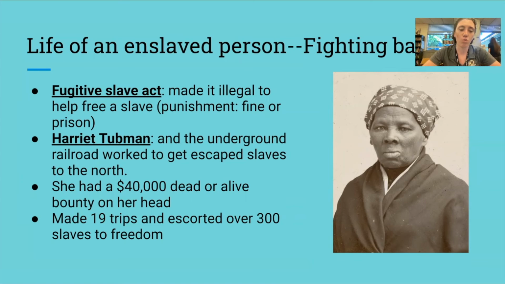Harriet Tubman was one of these people that was helping other enslaved people gain their freedom. She worked with the Underground Railroad to get escaped slaves to the North. She had at one point a 40,000 dead or alive bounty on her head, and she made 19 trips and escorted over 300 slaves to freedom. And there's a really, really good video, movie, on Disney Plus about Harriet Tubman. It's really good.